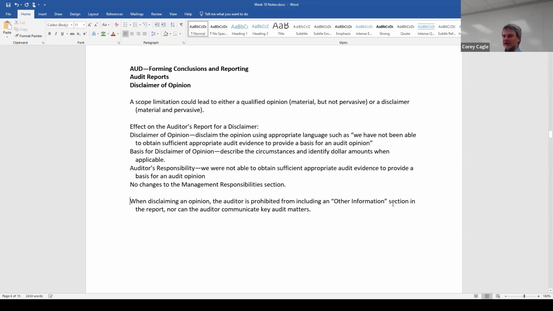And then another little thing to add, if we're disclaiming an opinion, we are not allowed to include any other information section in the report, nor, again, can we include any comments on key audit matters. And I don't guess there's any good section to throw this in, but you can't do what's called a piecemeal opinion. You can't have an adverse or disclaimer on the complete financial statement package and then have some unmodified opinion on some specific element, an account or something like that. You can't do that. So no piecemeal opinions are allowed.